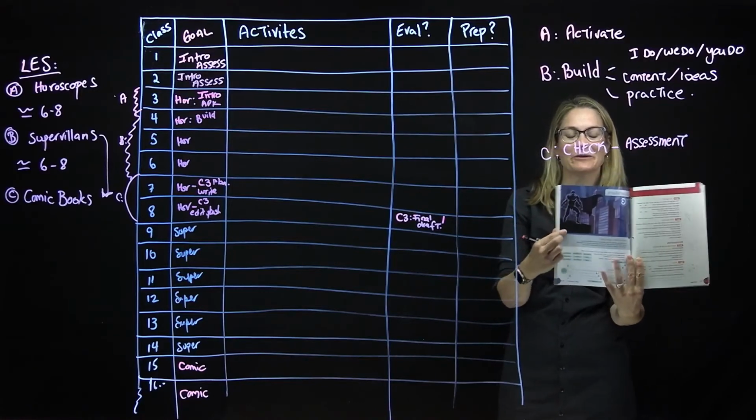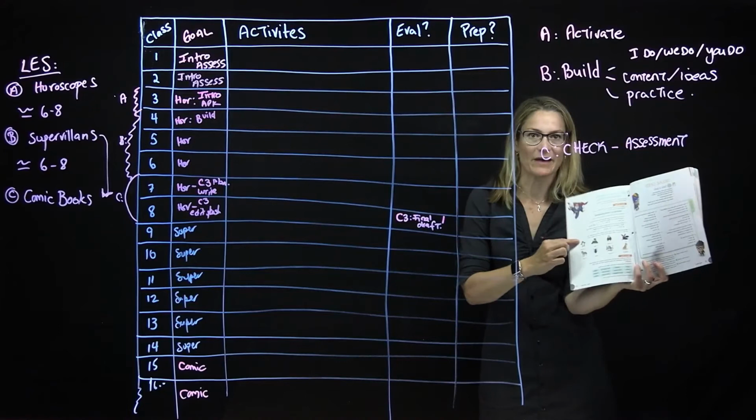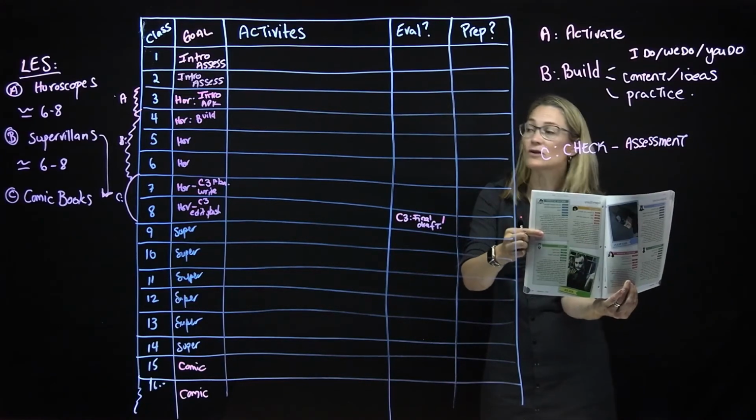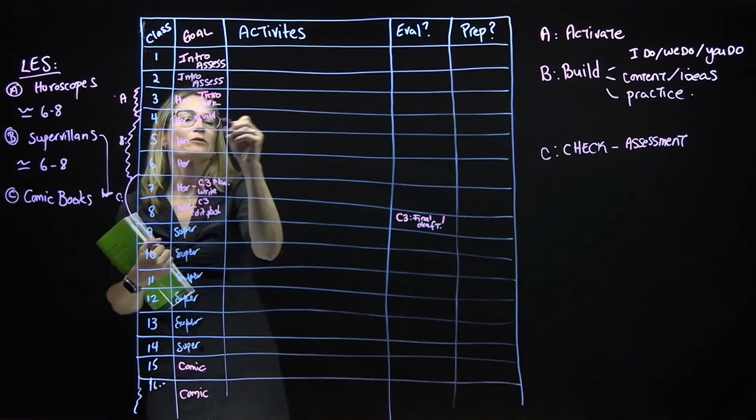And what's really great about using an activity book is that these things are already here for you. So you can see that there's some activities planned for you to activate. There's some readings for the kids to do. So you can say in your plan, okay, in this class, we're going to build, we're going to do some reading.